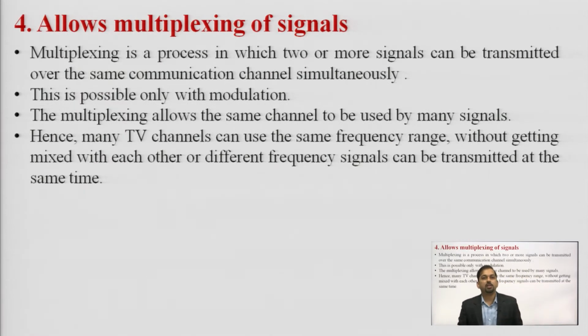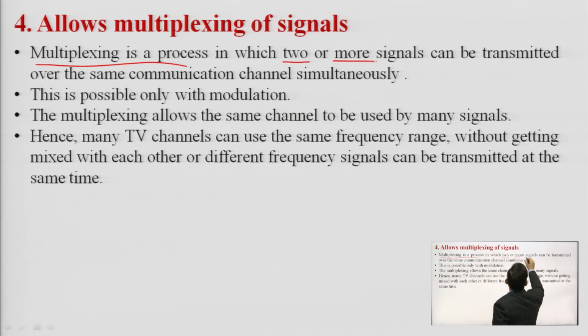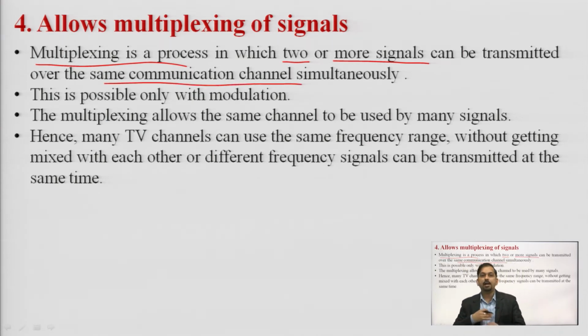After that, we have the allowance of multiplexing of signals. As we have seen in our last slides, with the help of modulation, the intermixing can be avoided. So, what is multiplexing here? Multiplexing is a process in which 2 or more signals can be transmitted over the same communication channel simultaneously. We do not need separate channels for individual signals. We have a single channel, but many message signals, and we are transmitting these message signals simultaneously over the channel. That is called multiplexing.